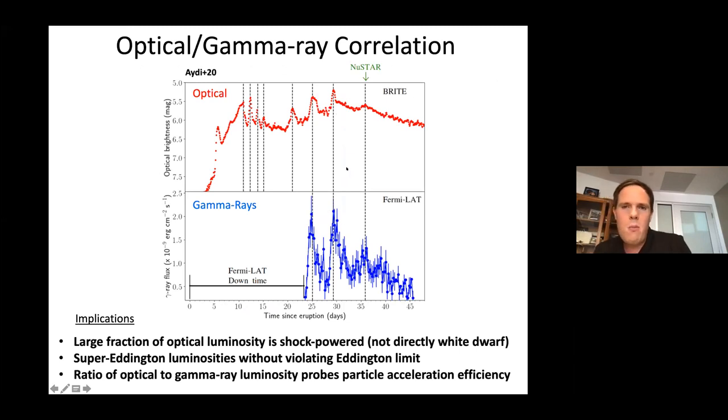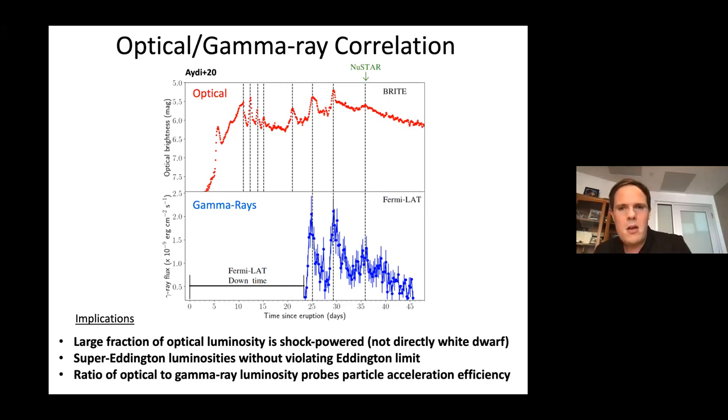And this has a number of important implications about these events. For instance, it does suggest that a significant fraction of the optical luminosity, particularly the variable parts of the light curves, which we didn't really understand that well, may be powered by internal shocks. They're not directly originating from the burning layer of the white dwarf. It also suggests that you could achieve super-Eddington luminosities without violating the Eddington limit, because you're dissipating the kinetic energy of an outflow. It's not a hydrostatic luminosity from the white dwarf.